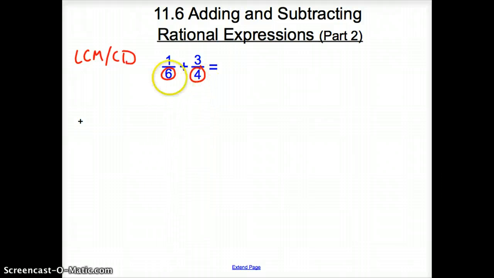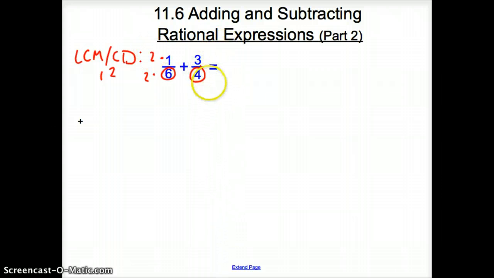Well, what's the least common multiple between 6 and 4? That's going to be 12. So we have to get both of these numbers to 12. Well, what can I take times 6 to be 12? I have to take that times 2. What you do to the bottom, you have to do to the top.